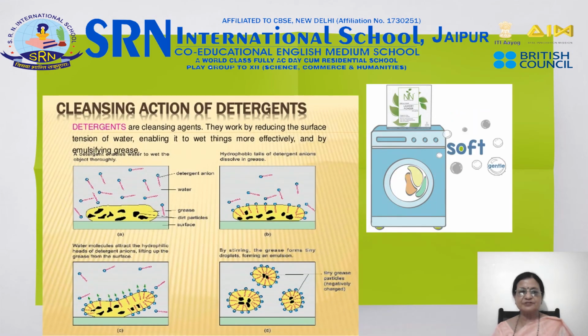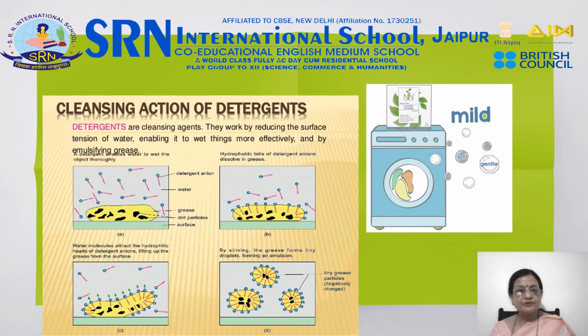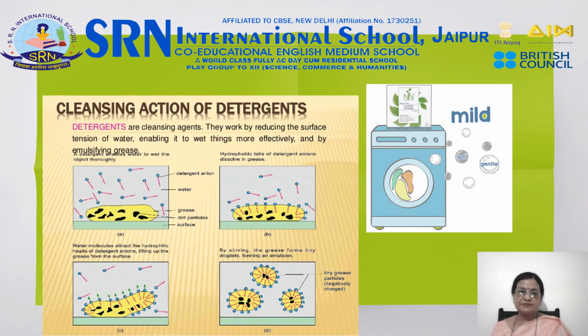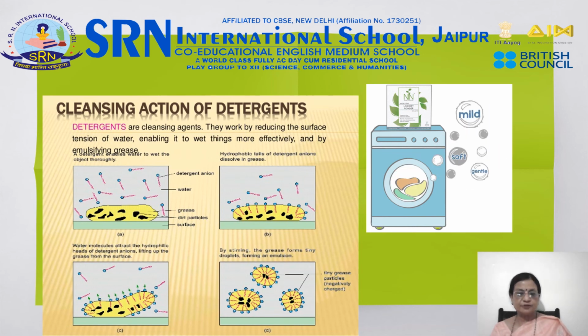Cleansing action of detergents. Detergents are cleansing agents and they work by reducing the surface tension of water, enabling it to wet things more effectively, and by emulsifying grease. There are three types: anionic detergents, cationic detergents, and non-ionic detergents. Anionic detergents have examples like sodium lauryl sulfonate. A cationic detergent example is cetyl trimethyl ammonium chloride, and a non-ionic detergent is the ester of polyethylene glycol and stearic acid.